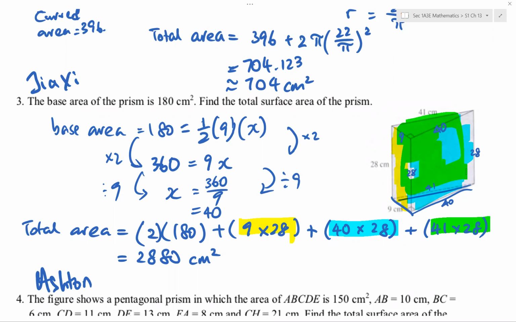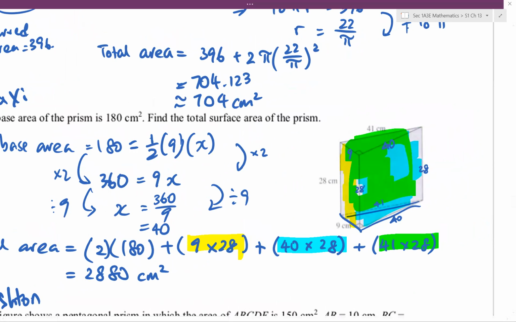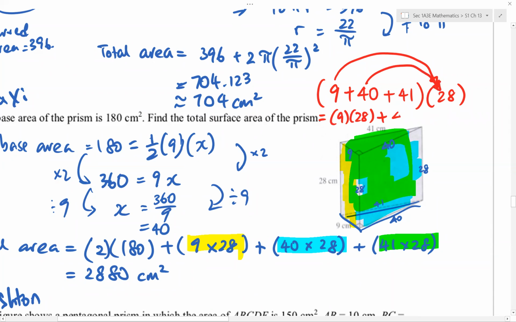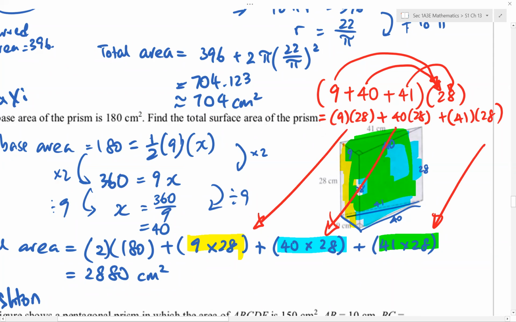Okay, wait. So now, perimeter, as what everybody would have done, would be as such: 9 plus 40 plus 41, times the perpendicular height of 28. Expand it out. 9 times 28, plus 40 times 28, and we add that to 41 times 28. Exactly what Jiaxi gave us. Okay, this is the reason why we use perimeter of the base area times the perpendicular height.